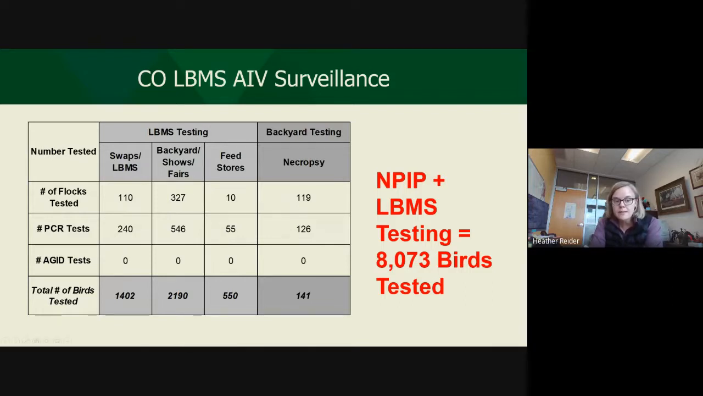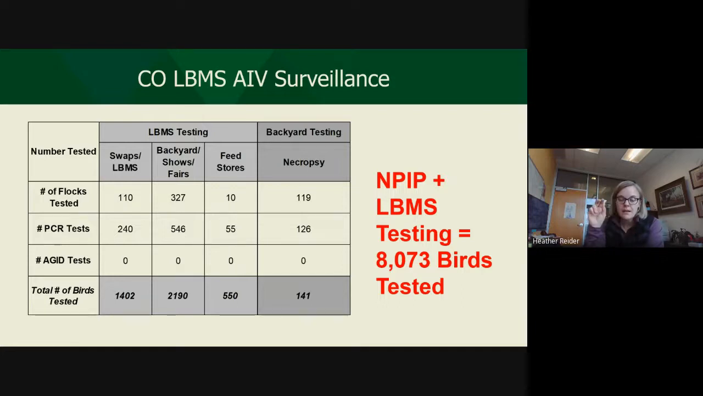So here's what we did this year within these events. The backyard testing necropsy is what I was talking about, being an integrated program here at Colorado State University. Since we are the diagnostic lab and part of the vet teaching hospital D lab, we do get necropsies here, and we are able to grab passive surveillance on all those birds coming through necropsies.